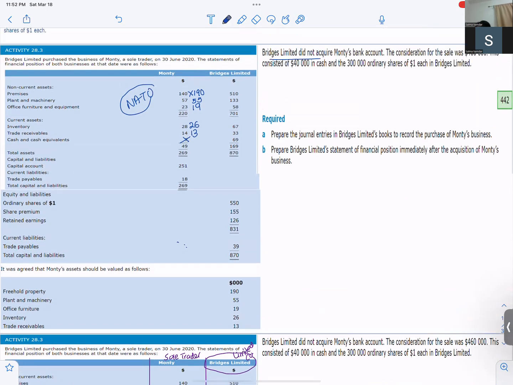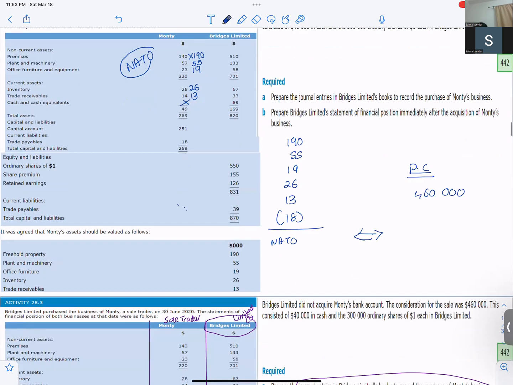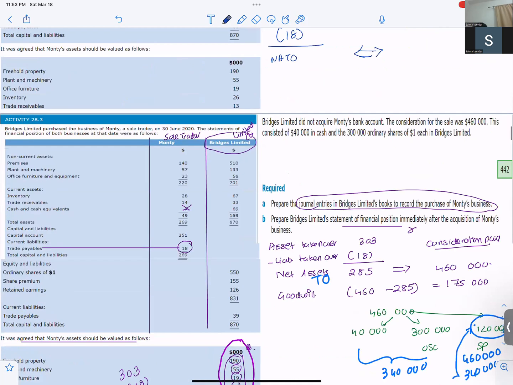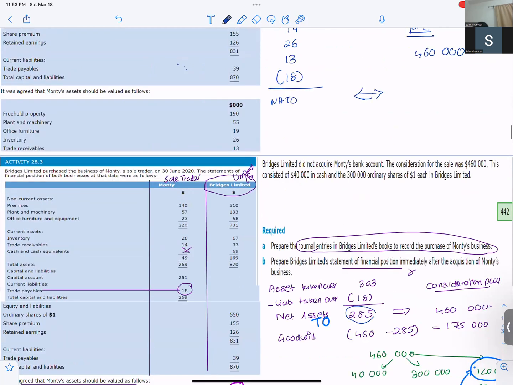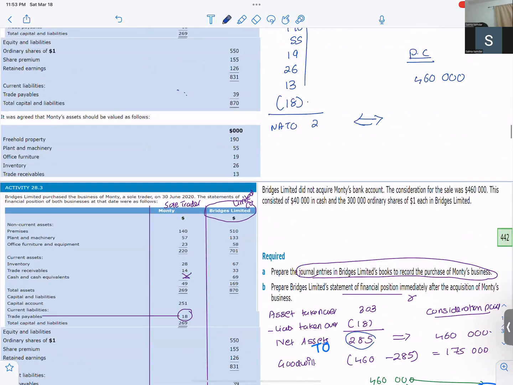Bridge Limited did not acquire Monty's bank account, and the consideration for the sale was 460,000. That means they are giving purchase consideration of 460,000. So the net assets taken over is 190 plus 55 plus 19 plus 26 plus 13 minus 18 of trade payables. This is the net assets taken over. For this, Bridge Limited is giving purchase consideration of 460,000. Let's see how much is the value of the net assets taken over. The net assets taken over is 285,000, the total of this minus trade payables.